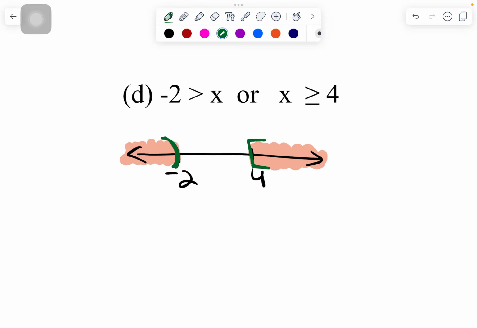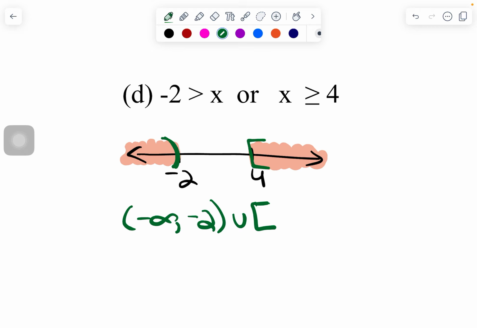Okay, so inequality-wise, this is a disjunction. So I'm just looking for any shading on the graph whatsoever. So our shading on the left is going to start at -infinity, go to -2. Then, draw a bracket. Actually, a bracket. There we go. Bracket 4 to infinity.